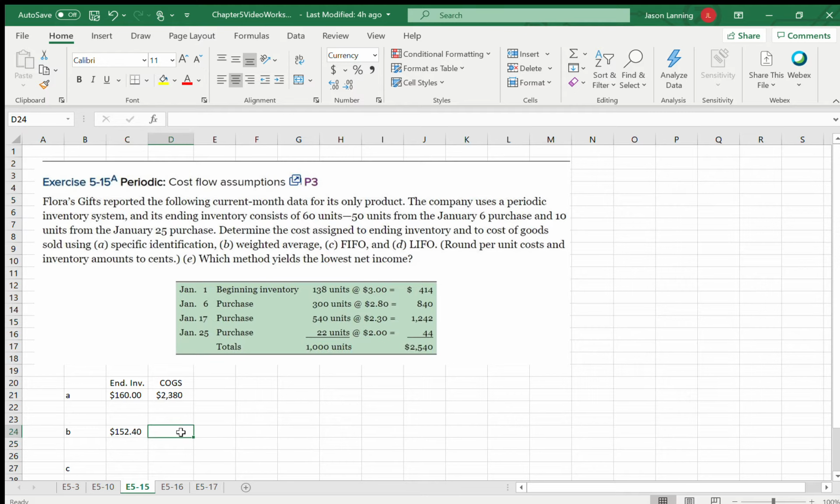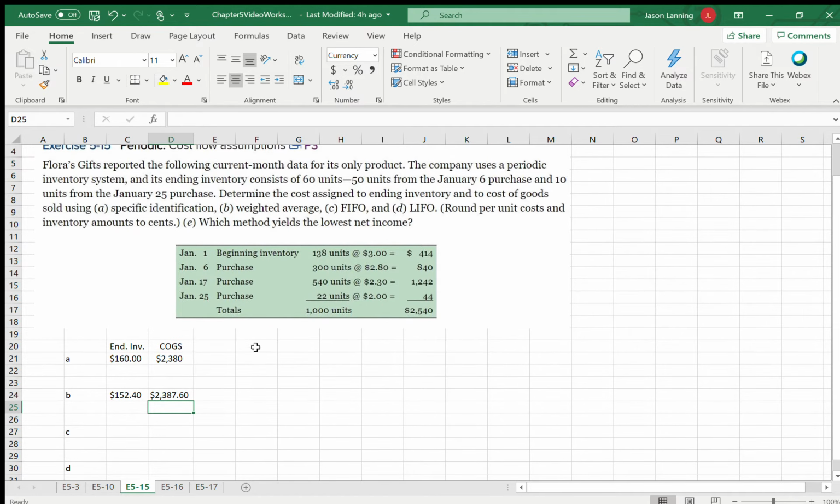Cost of goods sold again would be the $2,540 that we had available for sale minus the $152.40. So we'd have $2,387.60. C is FIFO. Now in FIFO, remember, it's the first ones we get in that we're selling. So if we have 60 units left, what we have left are the latest ones we bought. First in, first out means the ones that are left are the last ones we bought.